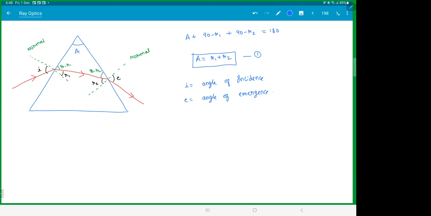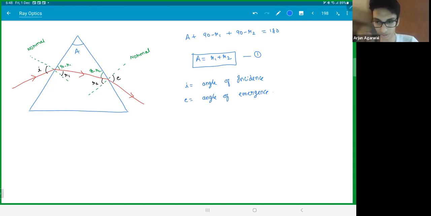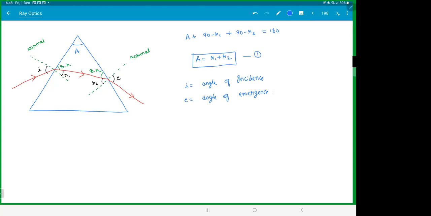Have a look at this. So what if total internal reflection takes place and it just comes back? Don't use these formulas. As simple as that.